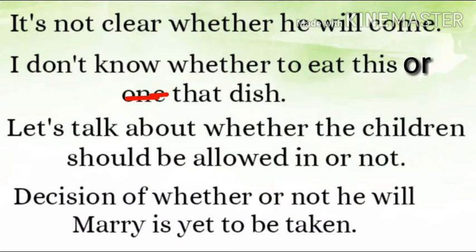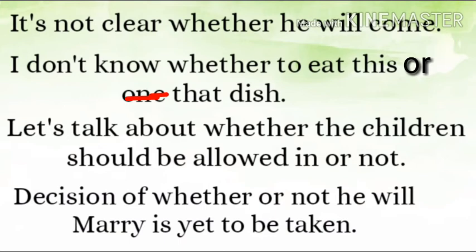Let's talk about whether the children should be allowed in or not. Here whether is used after a preposition. About is a preposition, and after a preposition we can use whether, not if. The decision of whether or not he'll marry is yet to be taken. Here of is a preposition. After that we will use whether, not if.